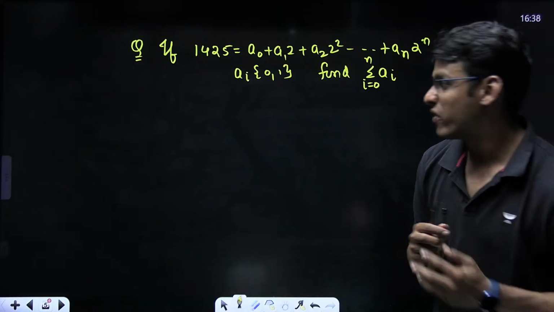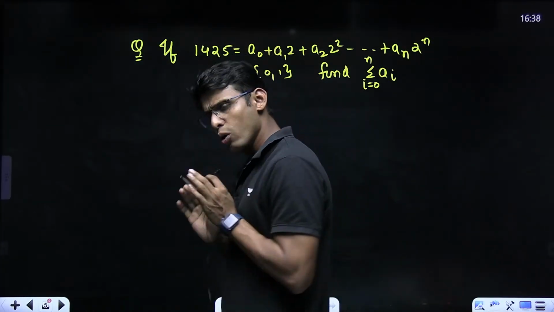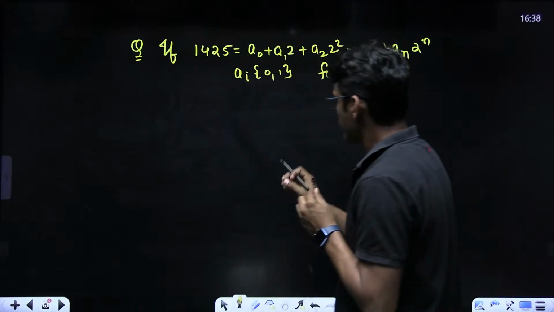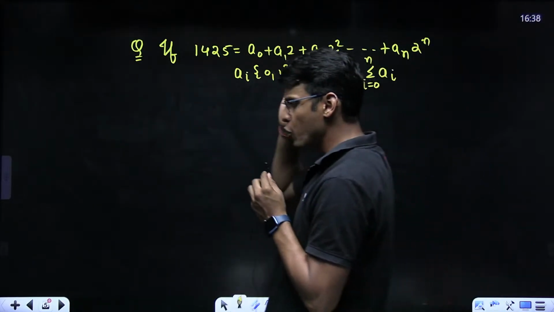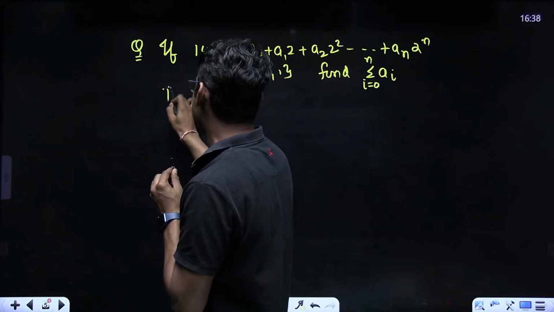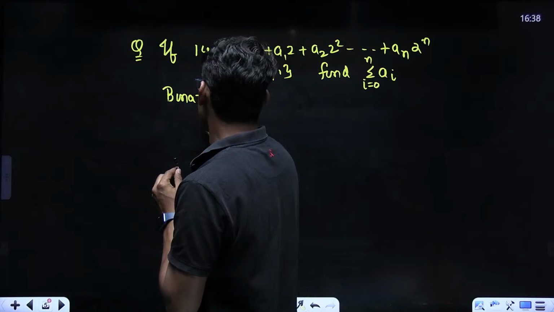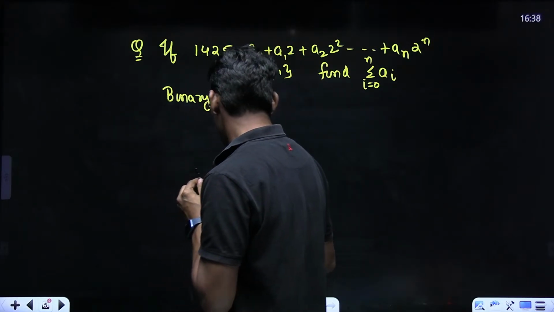I think 5. Let's see. Now, basically, my AI is 0 and 1. If you see clearly, it is a binary system. Binary system means only 2 digits are allowed, that is 0 and 1.